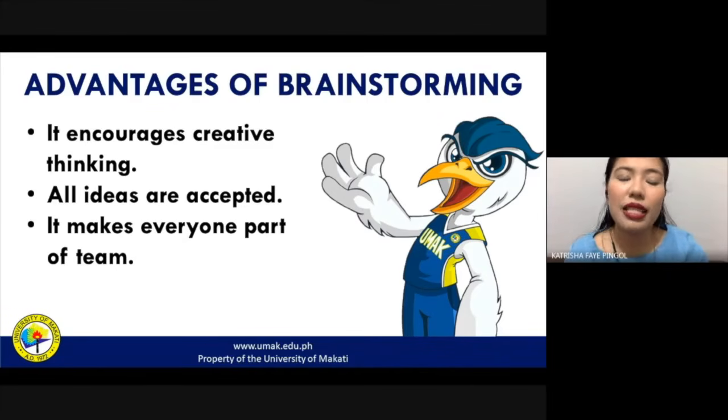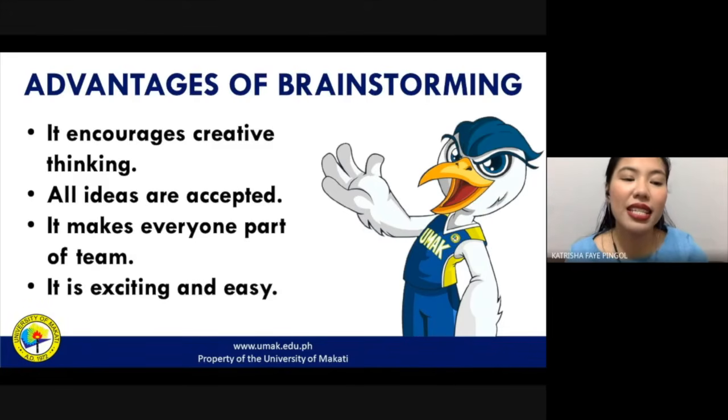The third one is it makes everyone part of the team. So when you do brainstorming as a group, everyone takes a part in it. Everyone could engage in it. You could interact with one another. Okay, you could ask for the opinion, the thoughts, the ideas that they have. Okay, so that makes them feel part of whatever you are doing.